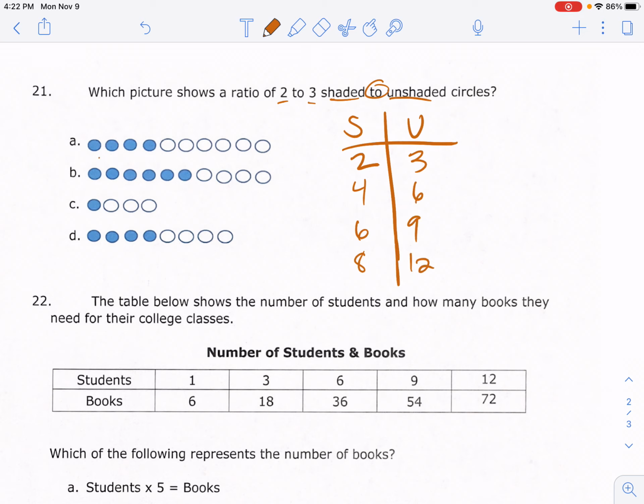So A, I have 4 shaded and 1, 2, 3, 4, 5, 6 unshaded. Look at that first one I tried. And double check just to make sure the other ones aren't correct. 1, 2, 3, 4, 5, 6 shaded. 1, 2, 3, 4, that's not a 9, so that's not going to work. And so on and so forth. You can double check to make sure the other ones aren't correct.